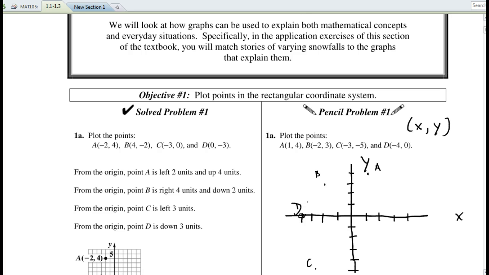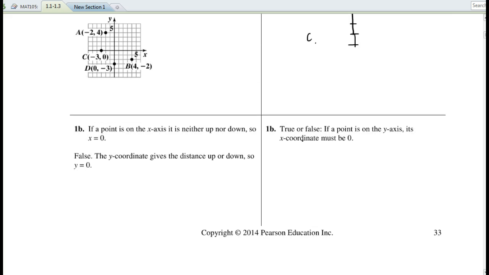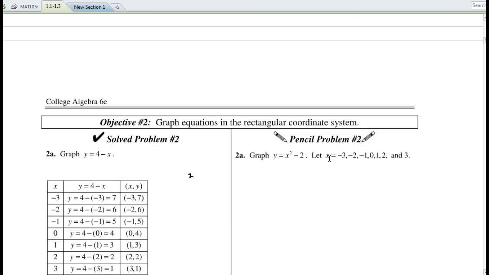Let's notice that a point on the x-axis has to have a y value of 0. And a point on the y-axis similarly must have x value equal to 0. So that leads into our next question. True or false, if a point is on the y-axis, its x-coordinate must be 0. Well, that's got to be true. It can have no horizontal displacement, so the x value has to be 0. Okay, let's move on down.